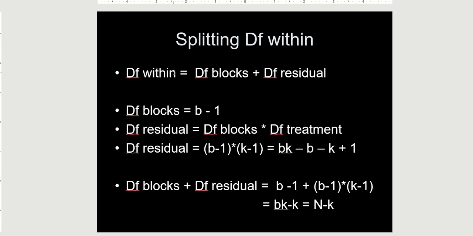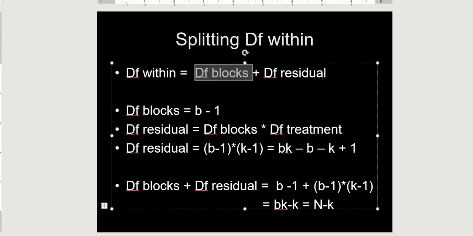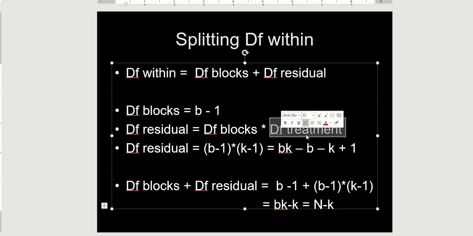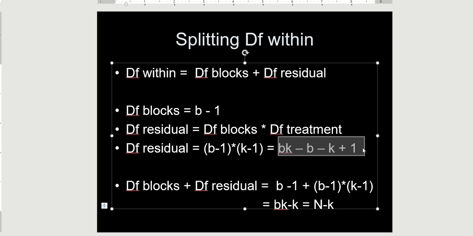The degrees of freedom for within also gets to be split between blocks and residual. Sorry, I'm saying sum of square, it's degrees of freedom. So degrees of freedom blocks is number of blocks minus 1. Degrees of freedom residual is the degrees of freedom blocks times the degrees of freedom treatment. Remember, treatment is between. So that means it's b minus 1 times k minus 1. You do the calculation, you figure out it's bk minus b minus k plus 1.